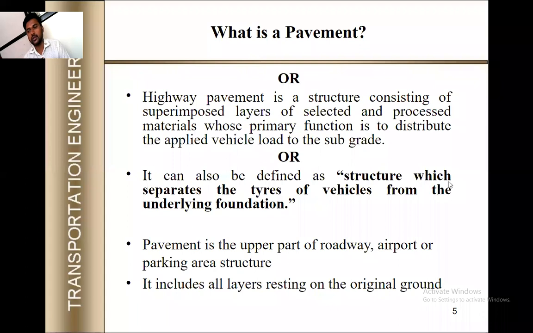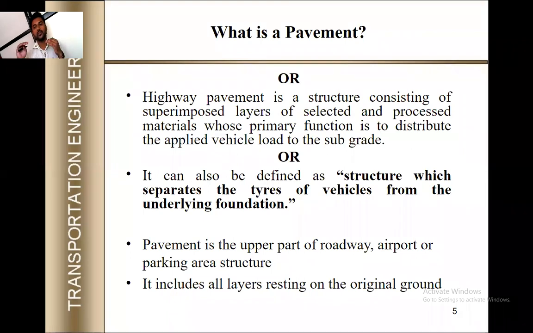Also, we can say highway pavement is the structure consisting of superimposed layers of selected and processed material whose primary function is to distribute the applied vehicle load to the subgrade. This is also one of the alternative definitions of the pavement.